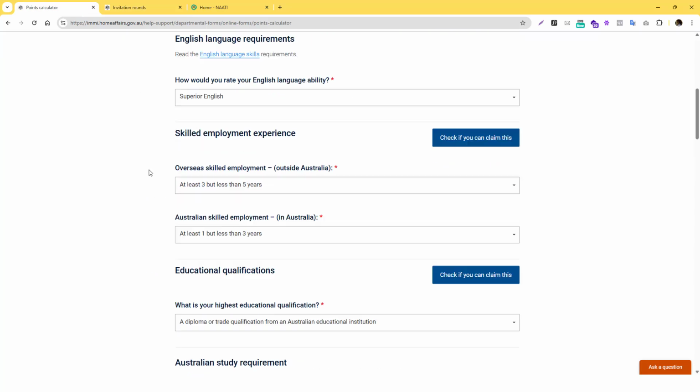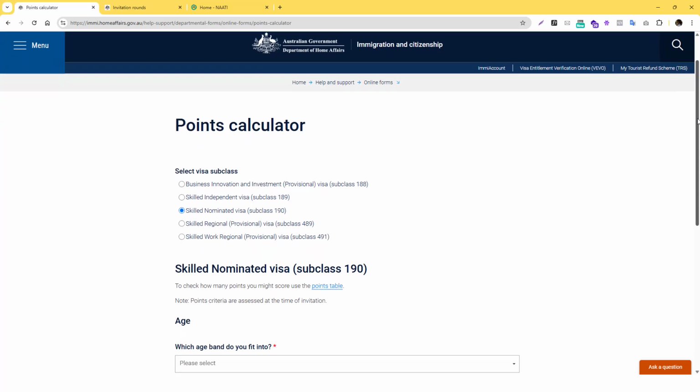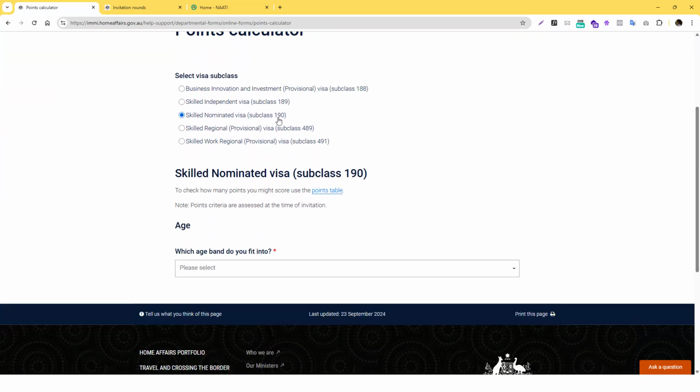If 189 doesn't fit for you, maybe you can jump in with 190. But with 190, you are bound to stay in a certain state. But again, it's still a PR, guys, though it's not that easy to get invited. However, for the 190, if the state invites you, you can claim extra 15 points.